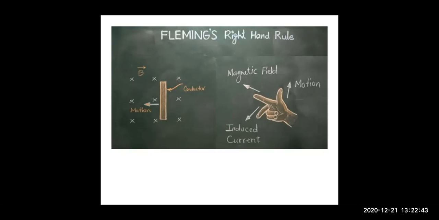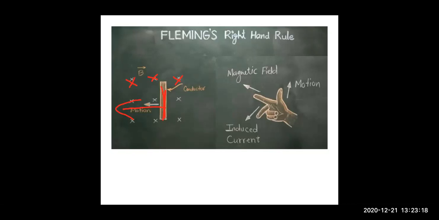Okay, for example, here we can see that we have placed a conductor in a uniform magnetic field, and the cross indicates that the magnetic field is uniform and it is acting inwards, that is, perpendicularly inwards, right? And we are moving the conductor towards left. So children, we will stretch our right hand three fingers, and the first finger will be in the direction of the magnetic field, that is into the paper, so inside the paper.